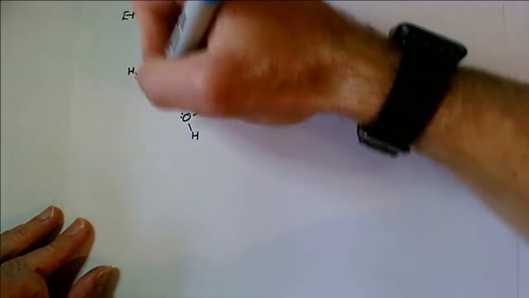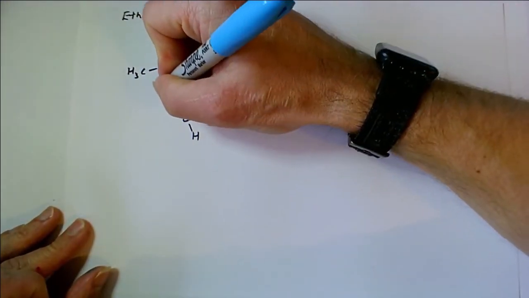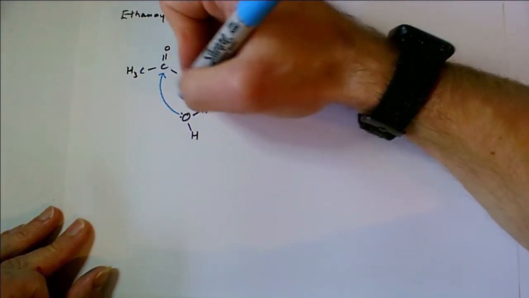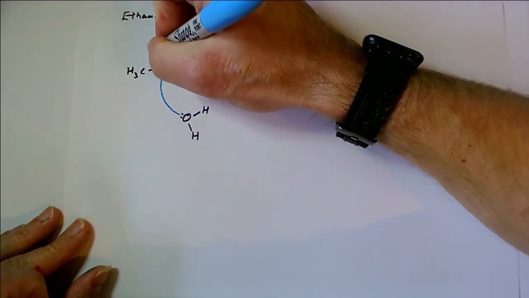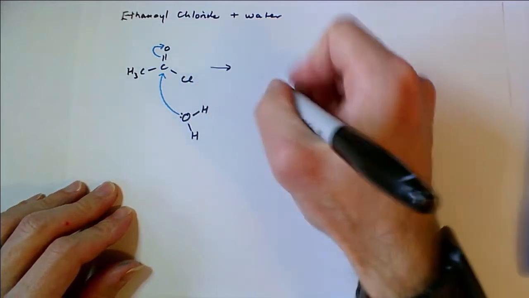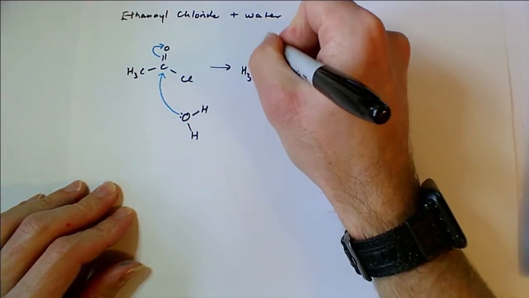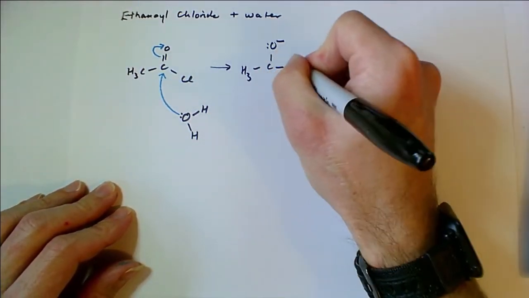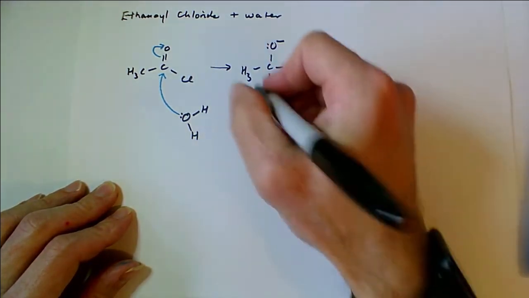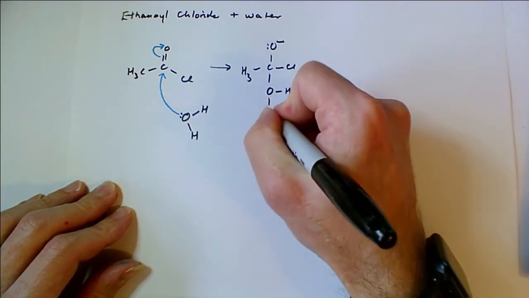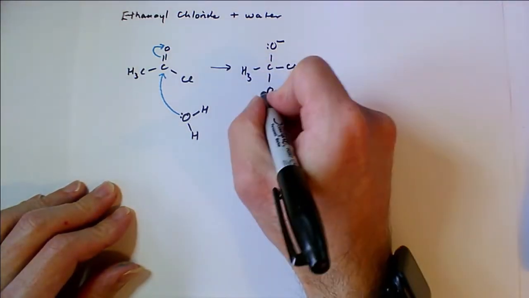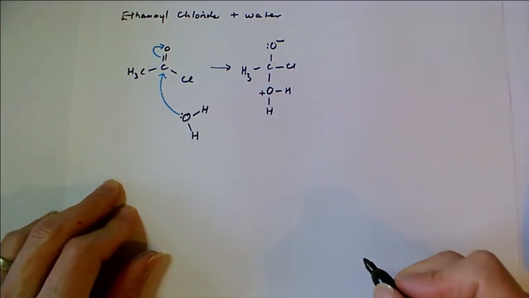So first curly arrow, going from my water to my delta positive carbonyl carbon there. As that moves in, it's going to push the electrons away from it, and those electrons are going to move up to the oxygen there. So this is my first addition step. I have shown my lone pair on the oxygen now and a negative charge. My water down here still has its 2 hydrogens attached, but now we can see we've got 3 bonds formed from this oxygen. So this means the oxygen has a positive charge.